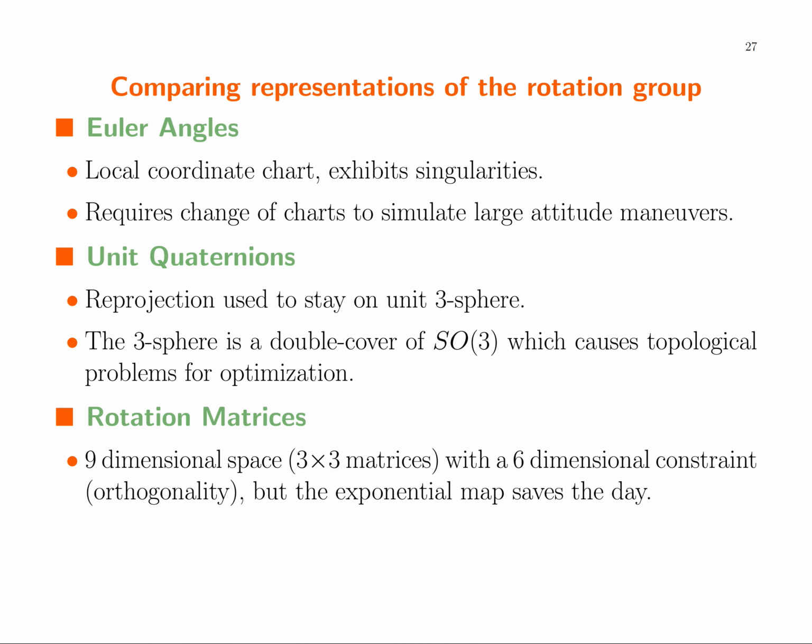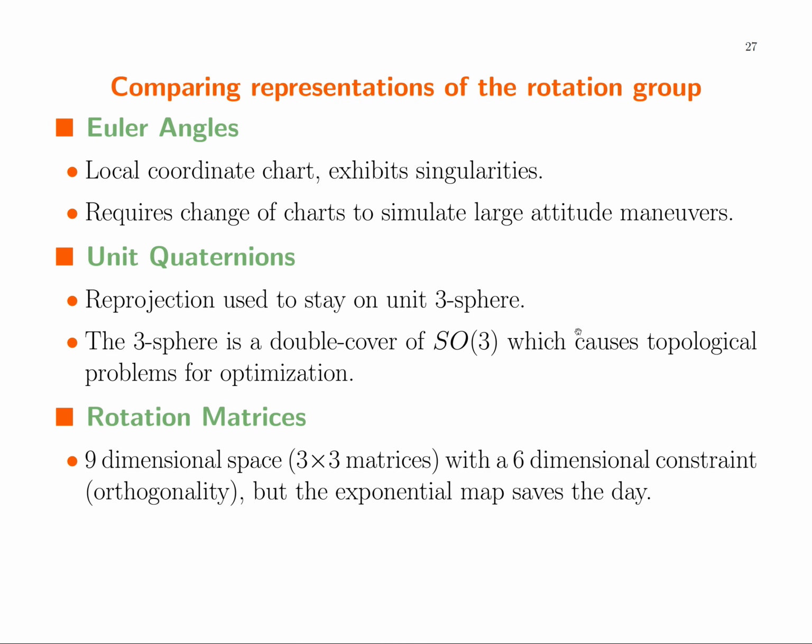So there are several ways of coordinatizing the rotation group. The simplest one, which is most often taught in an analytical mechanics class, is what is known as Euler angles. The problem with Euler angles is that they're a local coordinate chart and exhibit singularities, sometimes referred to as gimbal locking. In particular, they require a change of coordinates or change of charts to simulate very large attitude maneuvers. So if you have a rigid body which is tumbling in a dramatic way, then you'll spend a lot of time changing coordinate charts.